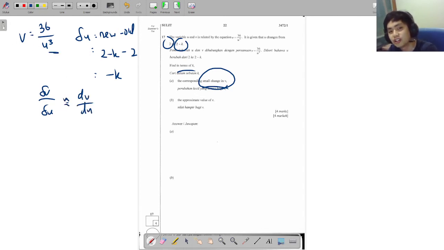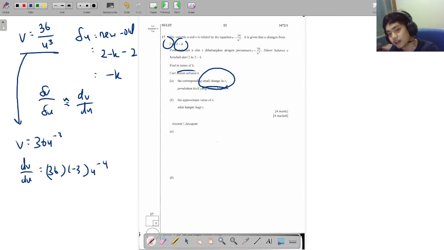So we need to differentiate the v equation first. To differentiate this, we have v equals 36u to the power of negative 3. So differentiating, dv/du equals 36 times negative 3 u to the power of negative 4. So it will just be negative 108 over u to the power of 4. I'm just going to shift it back down. Earlier on we shifted up, so we're going to put it back down.